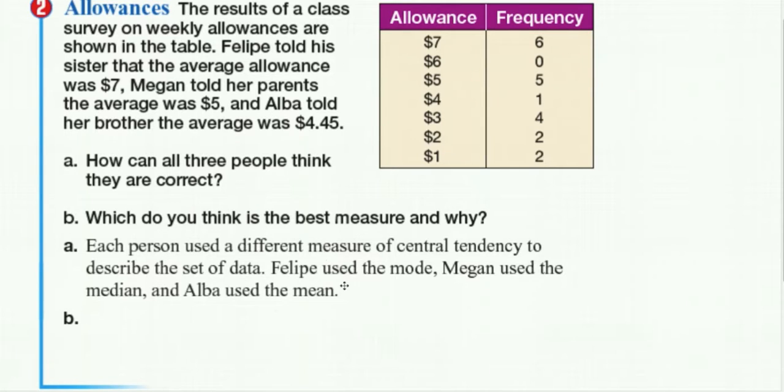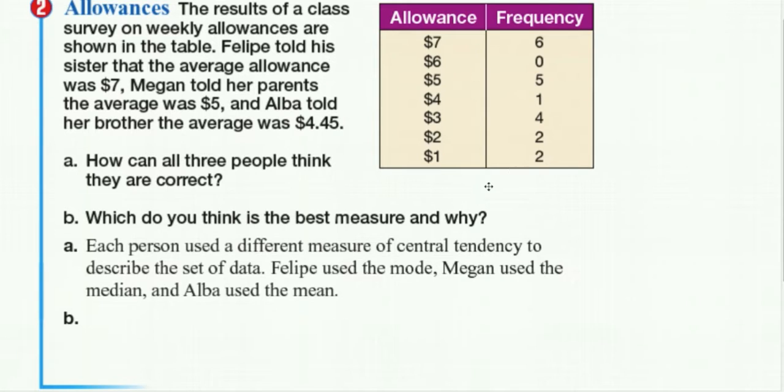Megan used the median. When you arrange all this data from least to greatest, it's not just 1, 2, 3, 4, 5, 6, 7. It's the number of times each value appears. So if you arrange this set of data from least to greatest, it would look something like 1, 1, because there are two 1s, 2, 2, two 2s, 3, 3, 3, 3, because there are four 3s, 4, 5, 5, 5, 5, 5, because there are five 5s, and so on and so forth.